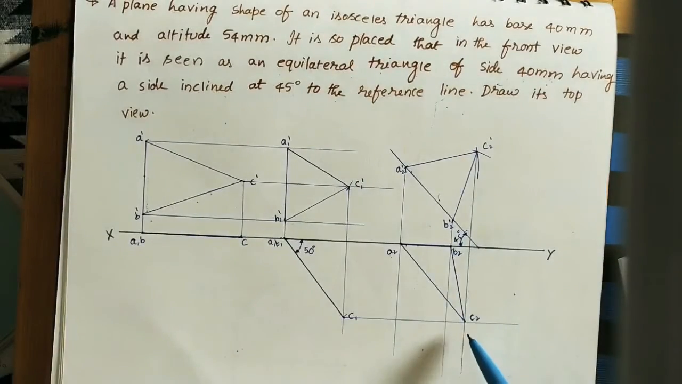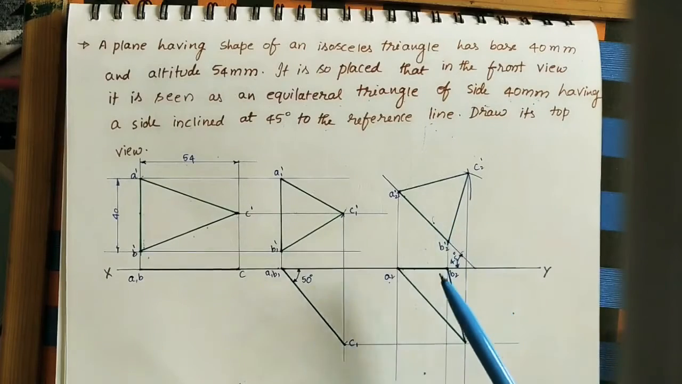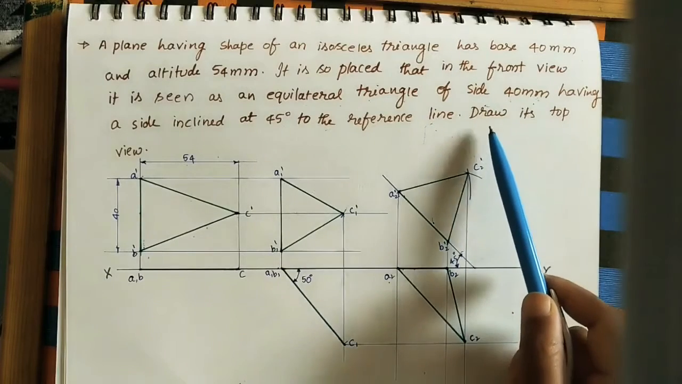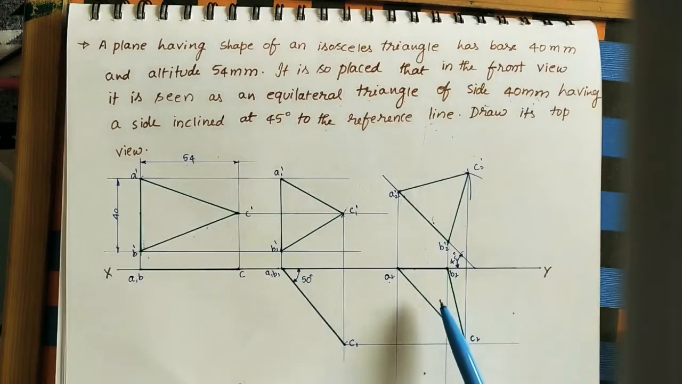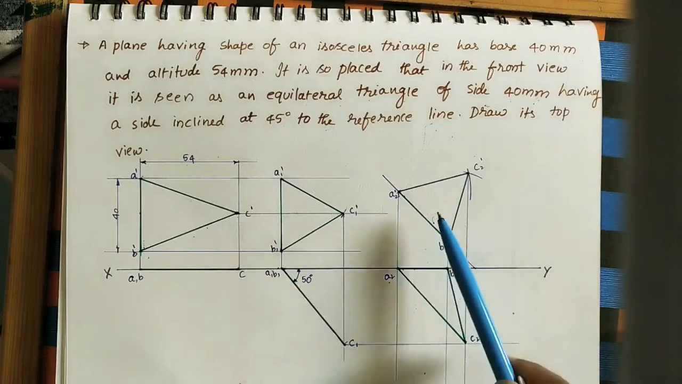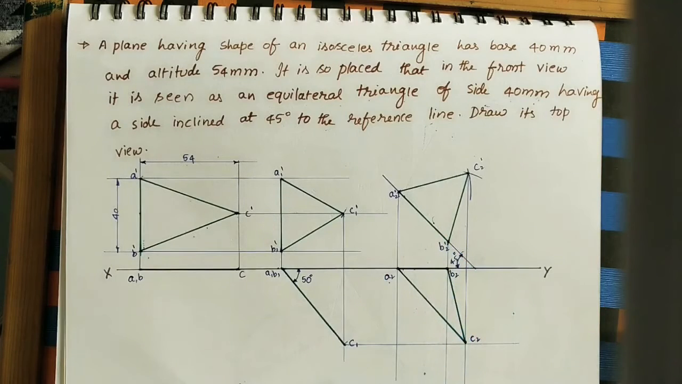A2, B2, C2 is the final top view. So this is the final front view. This is the final top view. So here in the question they have given: draw its top view. This is the final top view. In all the 3 cases, both front view and top view should be in dark color. In the sheets, use pencils, not pens or sketch pens. Just for showing the clear views I am using the pen and sketch pens.